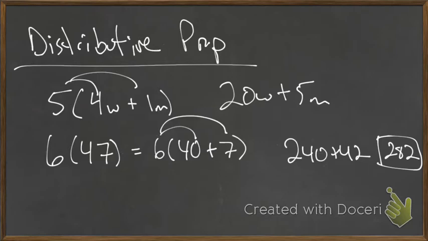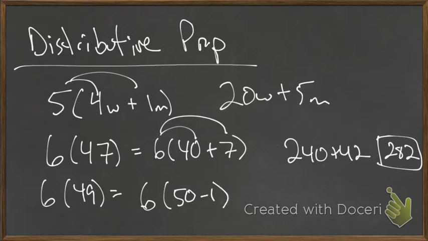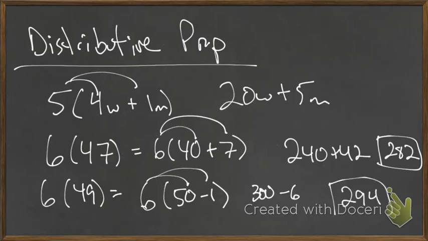Now there's another way we can do this that's pretty cool. Let's say I had 6 times 49. Another way to write 49 would be 50 minus 1. And you might want to do this because 6 times 50 is kind of nice. Right? 6 times 50 would be 300, and 6 times the negative 1 would be negative 6, for 294.